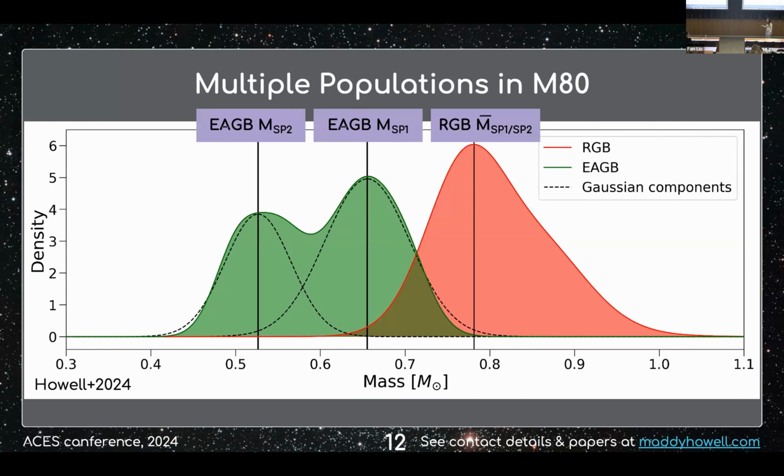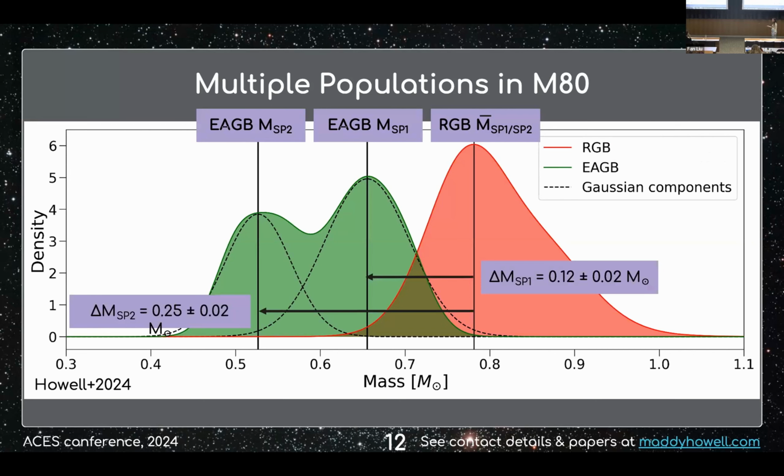So to investigate this a bit further, we fit a Gaussian to each of those peaks and took the mean of the Gaussian as approximate subpopulation masses. And then, similar to what we did before, we found a mass loss for each subpopulation by finding the mass difference between the average RGB mass and the two subpopulation masses on the early AGB. And we quantified that the mass loss for subpopulation 2 stars is a factor of 2 larger compared to subpopulation 1.